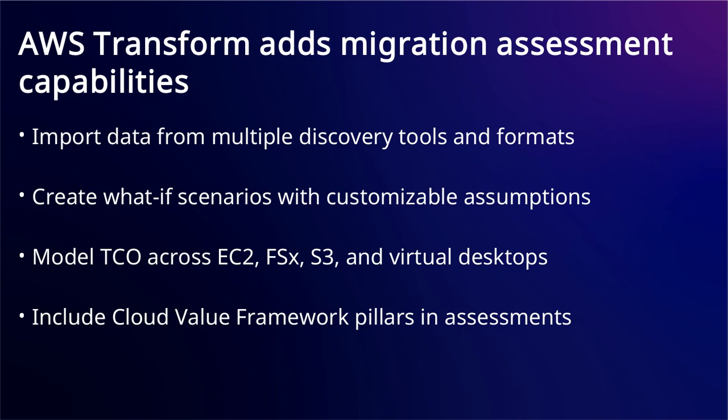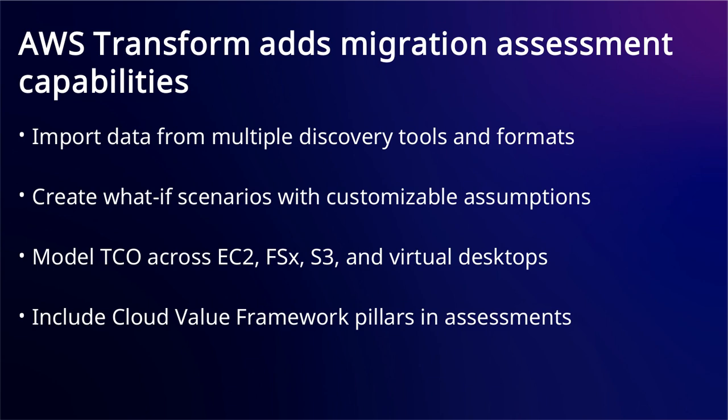Building a migration business case requires gathering data from multiple sources, analyzing different migration paths, and calculating total cost of ownership across various AWS services. You can now import data from RV Tools exports, CMDB systems, AWS Transform Discovery Tool, and third-party tools to start your assessment. You create what-if scenarios with customizable assumptions for region, resource utilization, and service mapping, then compare scenarios to identify the optimal migration path.